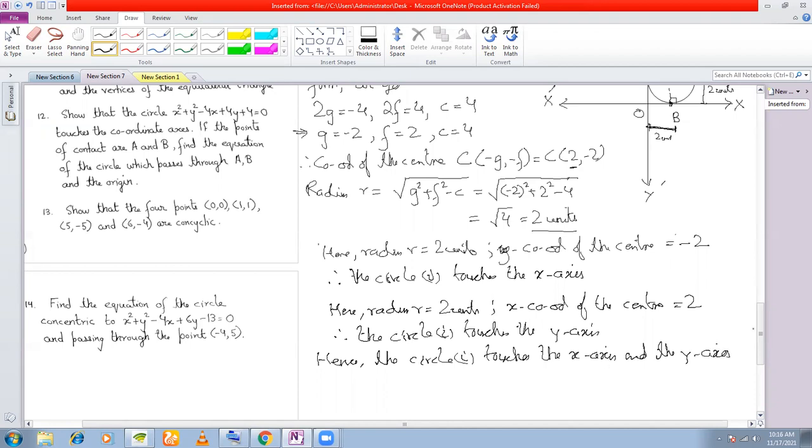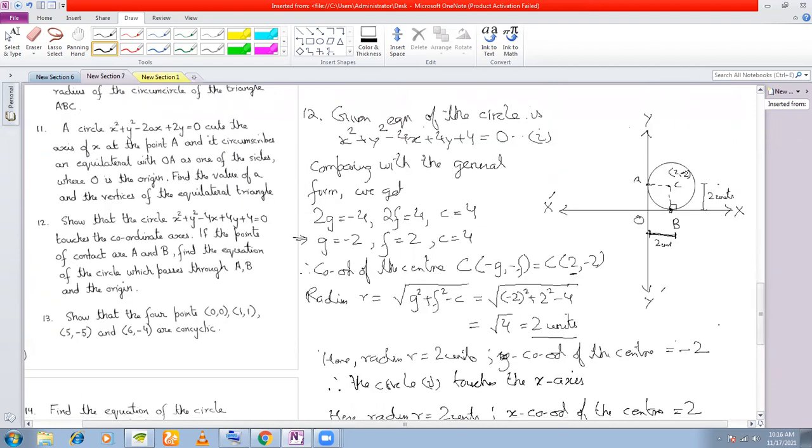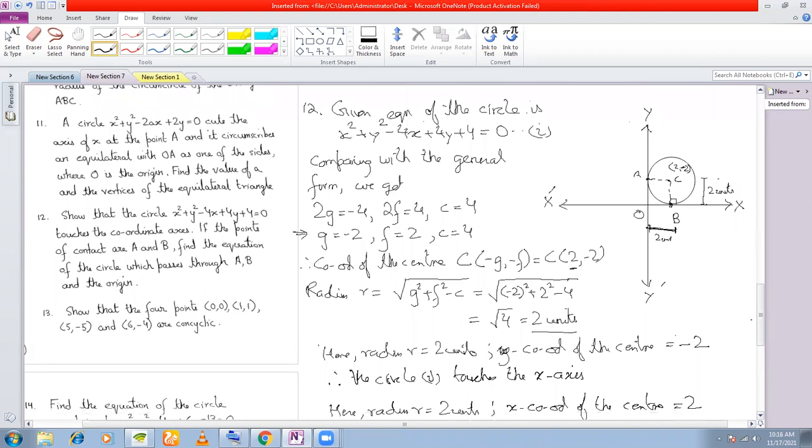Okay, we have shown the first part, that the circle touches the coordinate axis. How about the next part? If the points of contact are A and B, find the equation of the circle which passes through A, B and the origin. So if the points of contact are A and B, what should be the coordinates of A and B? Find the equation of the circle through A, B and the origin. That means if there was a circle which passes through these 3 points, something like this, what should be the equation of this circle? That is the question. So what are the points of contact?